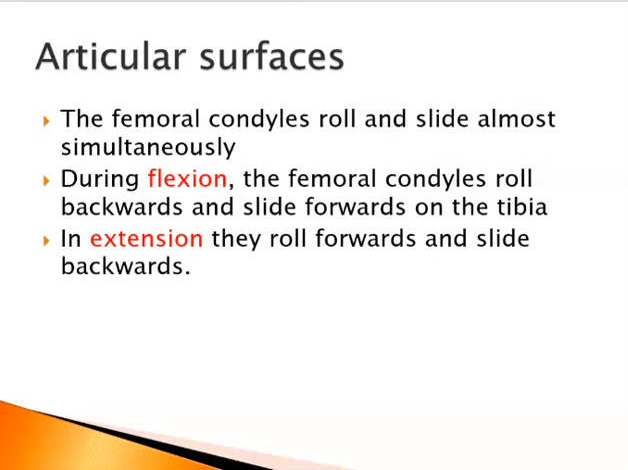Continuing with the articular surfaces, the femoral condyles roll and slide simultaneously. During flexion, the femoral condyles roll backwards and slide forwards on the tibia. In extension, they roll forwards and slide backwards.